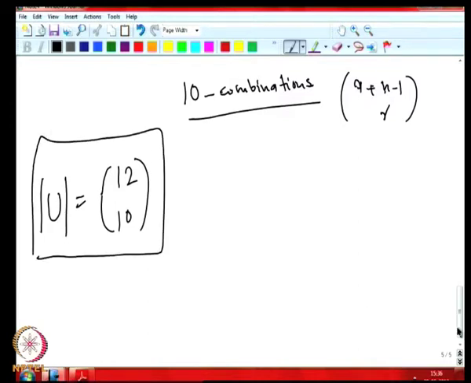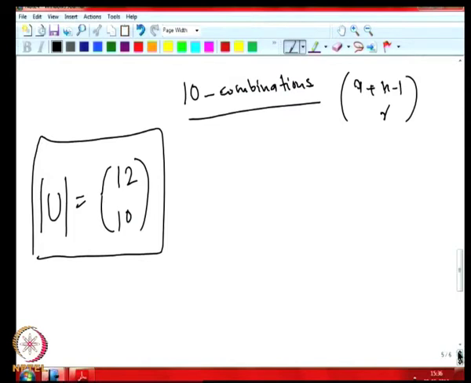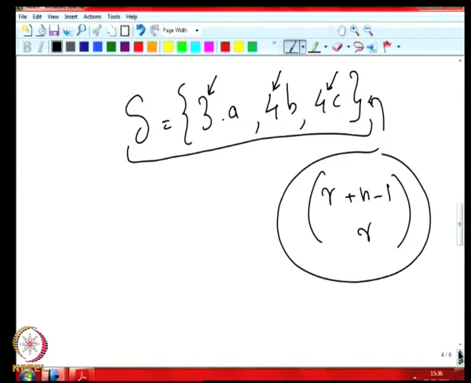Now we want to get rid of the bad things from the universe. We want to select from the universe only those 10 combinations which satisfy our requirement, namely 10 combinations which can be made out of this multiset. That means any 10 combination which has more than 3 A's in it should be rejected. Any 10 combination which has more than 4 B's in it should be rejected. Any 10 combination which has more than 4 C's in it should be rejected. This is what we have to say.